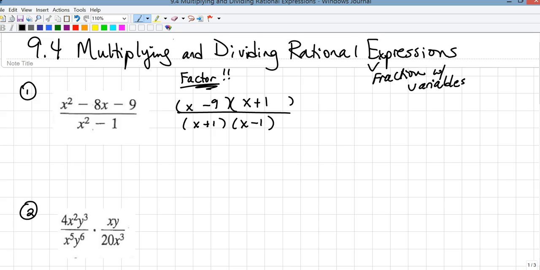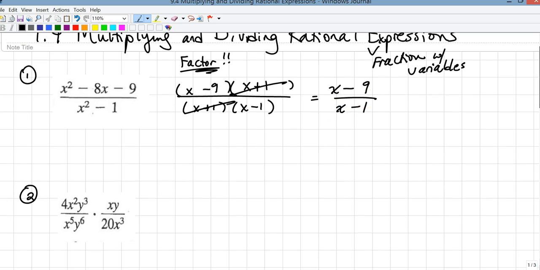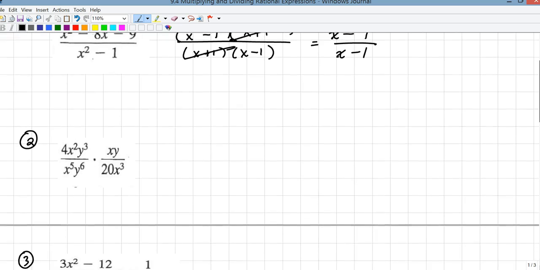Now I can reduce any factor that appears in the numerator and the denominator, because what happens is I divide x plus 1 by x plus 1 and I get 1. So all I have left is x minus 9 over x minus 1. So that's how we simplify those expressions. Okay, so let's look at number 2.